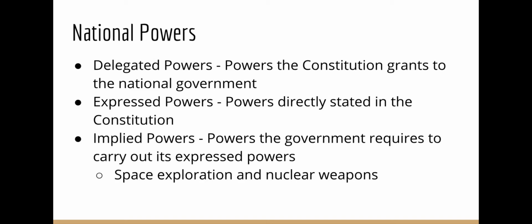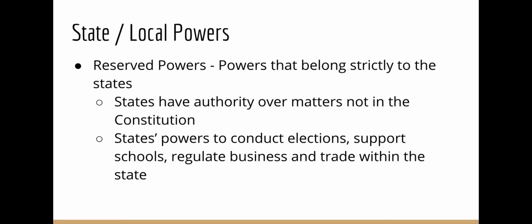Okay, so for example, when the Constitution was being drafted, they could not foresee that there would be space exploration and nuclear weapons. So there are certain things the government needs to do that aren't stated in the Constitution that deal with topics like that. For state and local governments, you also have what are called reserved powers, and those are powers that strictly belong to the states. Okay, so states have authority over matters that are not listed in the Constitution. Their powers include the ability to conduct elections and support schools. They can regulate businesses and trade within the state.